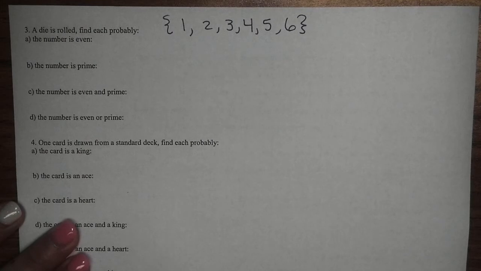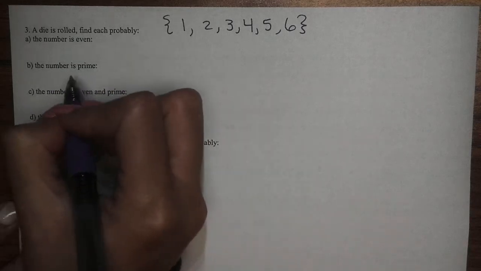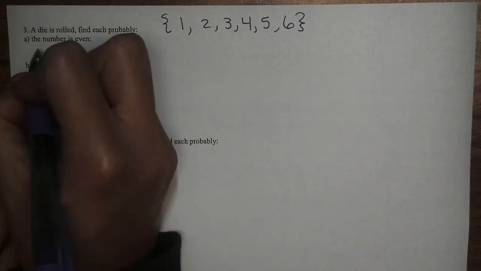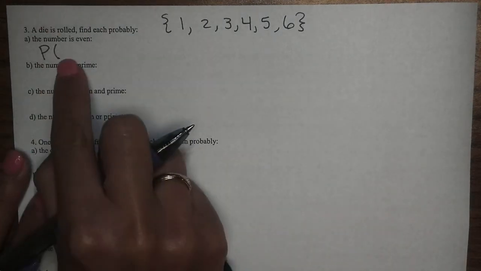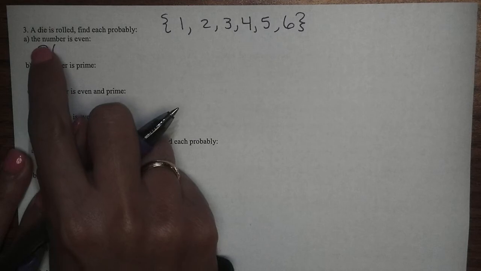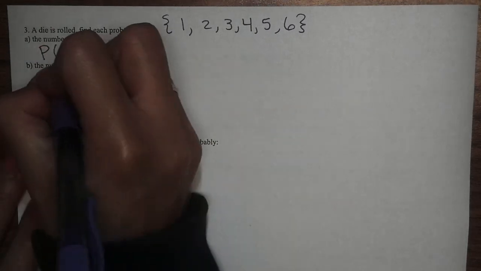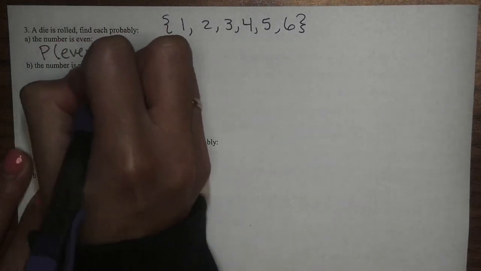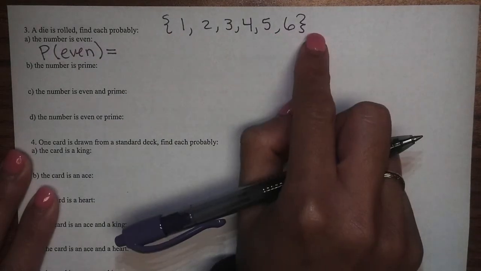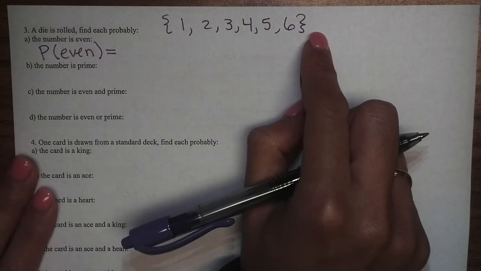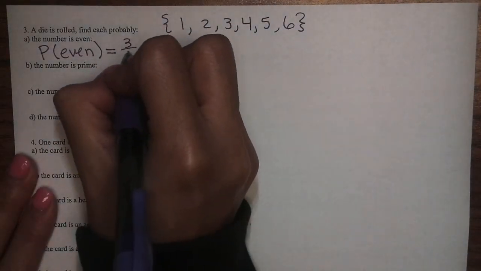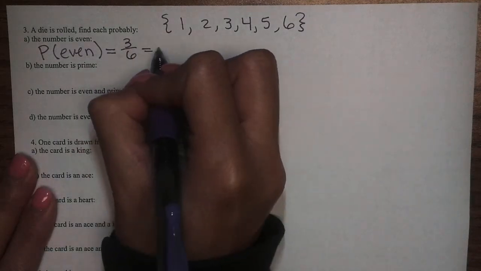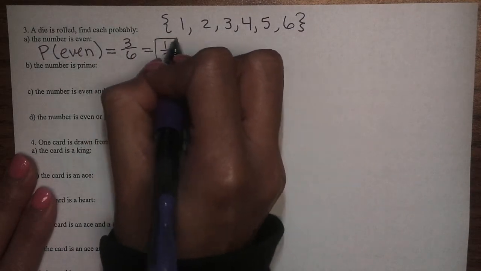It says A, the number is even. So I do definitely need you to write what's called notation. So for our notation, you put P for probability, parentheses, and now here you put the event you're looking for. You're looking for the number is even, so we're just going to call it even. Okay, so now you look at all your outcomes here and you figure out how many of those are even. So obviously 2, 4, 6 are even numbers, so that's 3 out of the 6 outcomes are even. So therefore your probability of an even number would be 1/2.